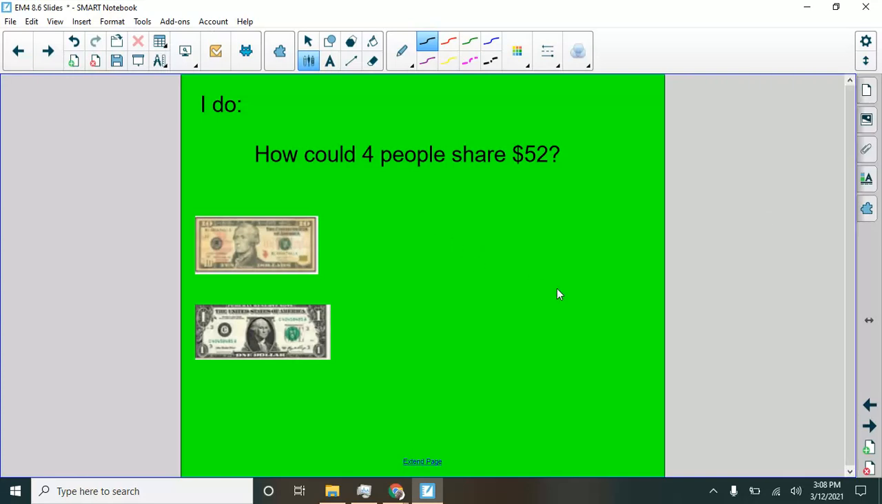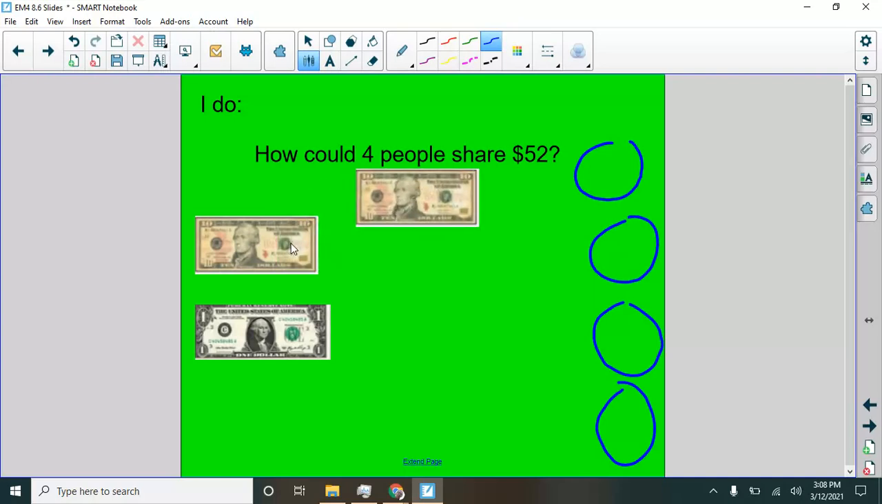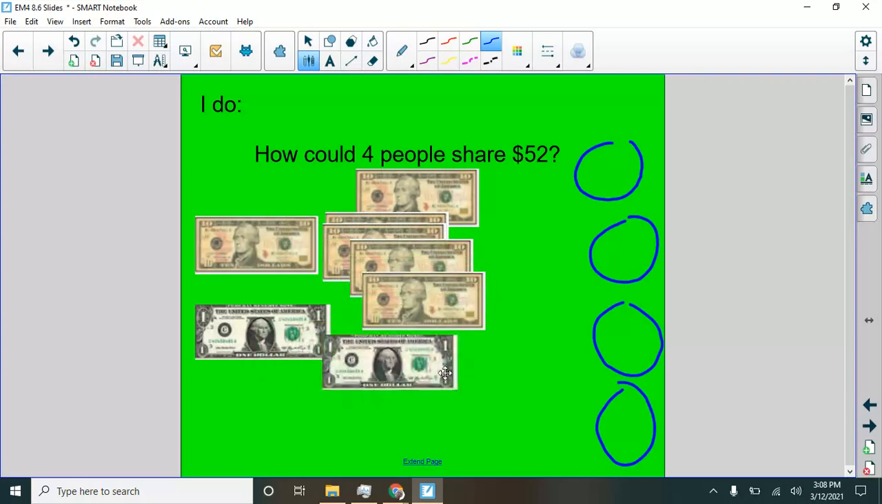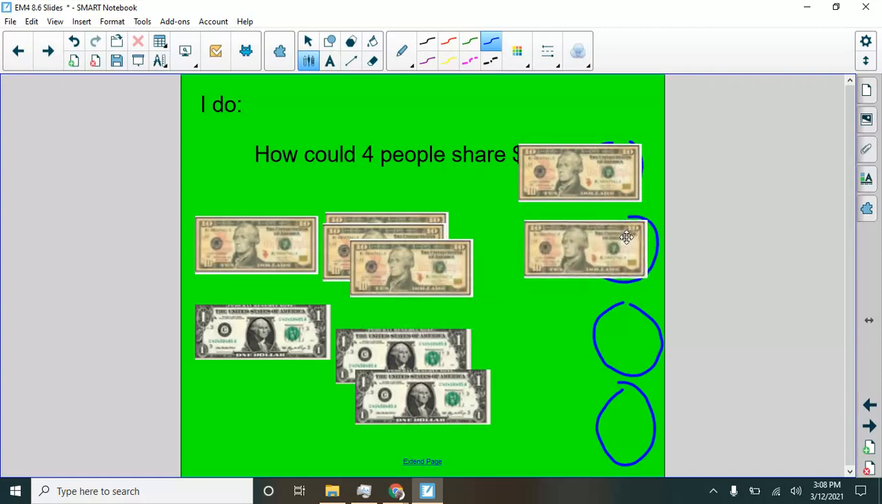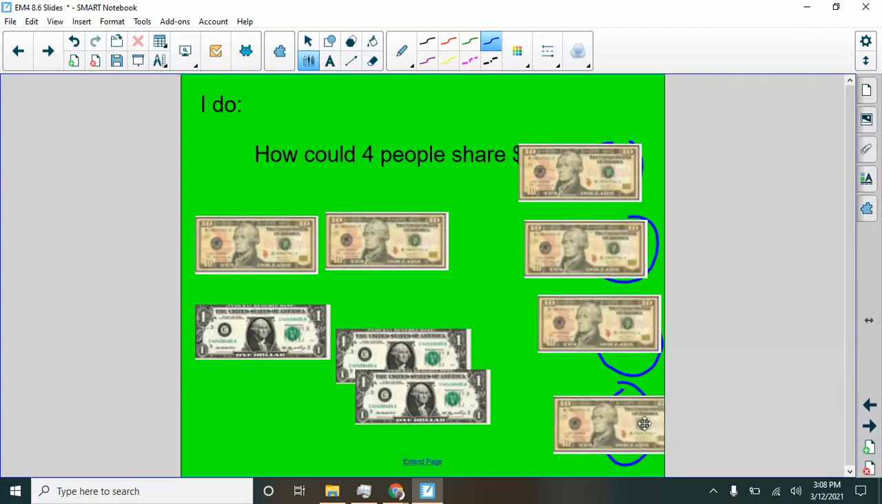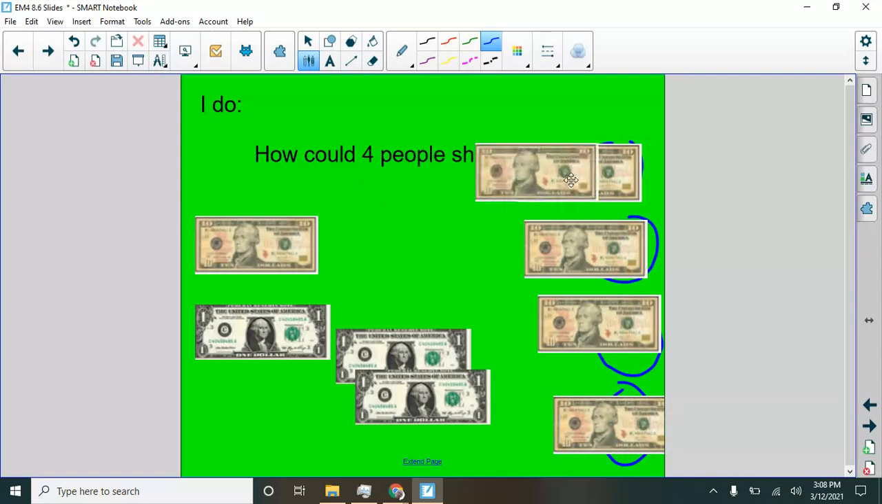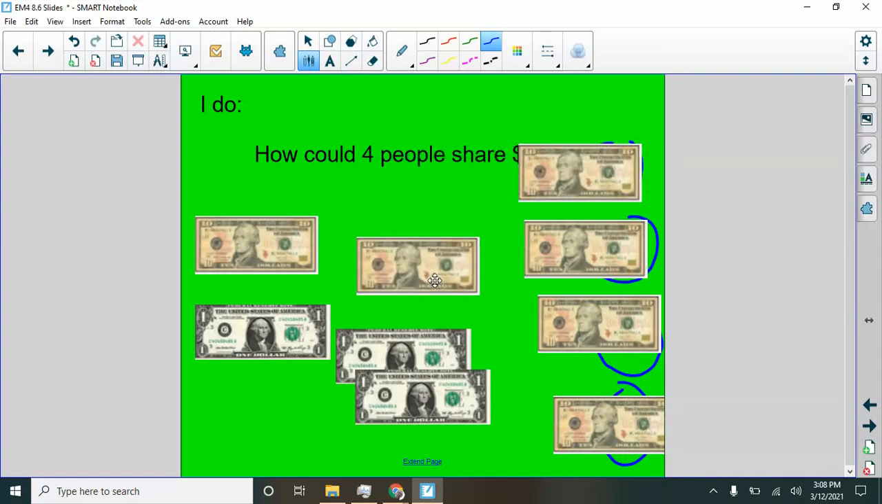How could 4 people share $52? All right, so this is my model. Watch what I do. I've got my 4 people and $52. So I'm going to get out $52 here. Here's 1, 2, 3, 4, 5, and 2. So this money over here in this column, this is what I have. So I'm noticing that I do have enough 10s to give 1 to each person. But I noticed that I've got 1 ten left. If I just give this 10 to this guy, then everybody else is going to be mad. And I've got 2 ones, and I can't split those up. So what am I going to do?